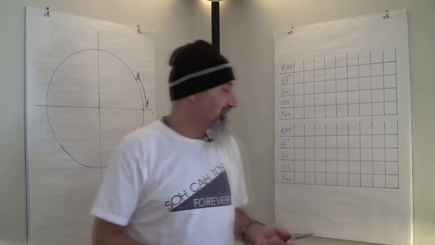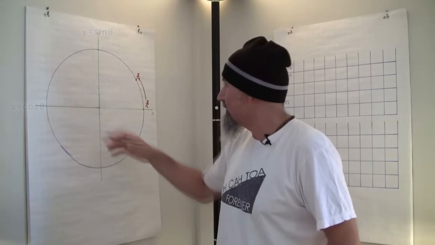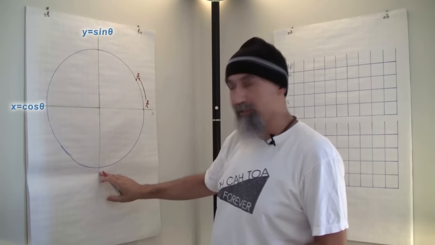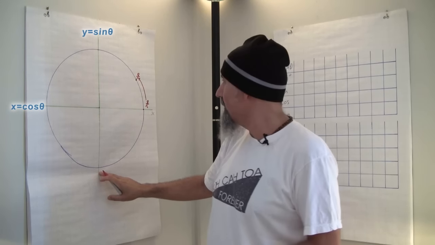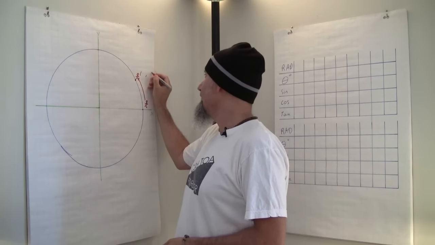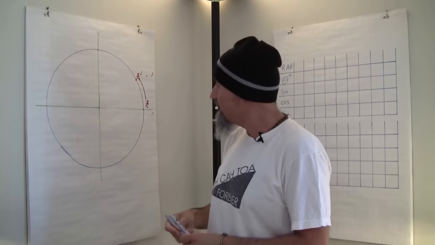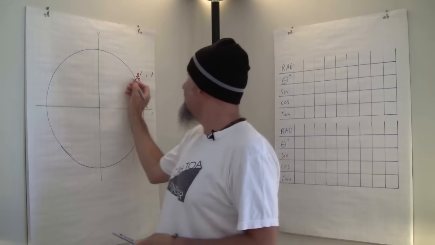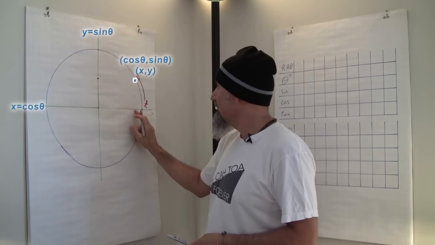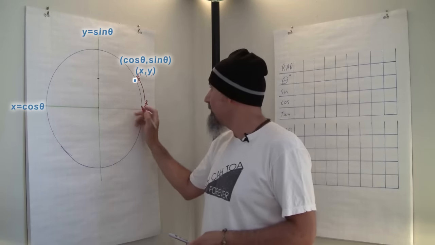The two primary trig ratios, the sine and cosine, are basically our y and x axis, right? Our x axis being cos theta, our y axis being sine theta, as we've talked about before. So what we're going to do is take a look at our coordinates as we move around the circle, which basically means we're going to look at what our y value is and what our x values are going to be.